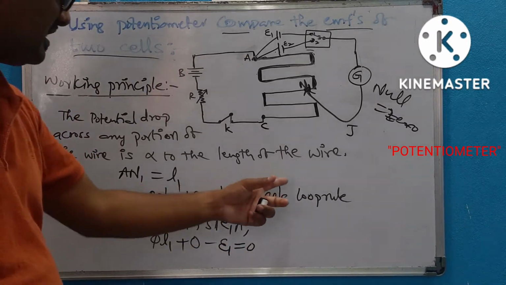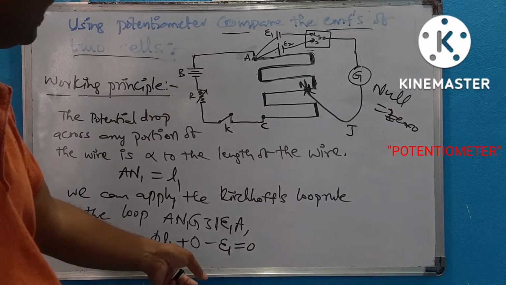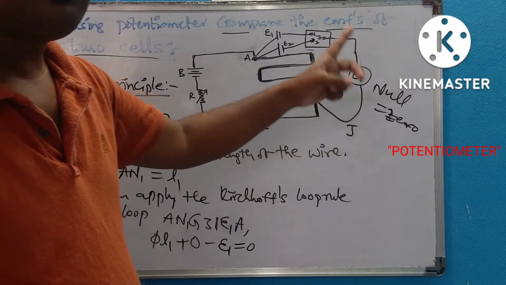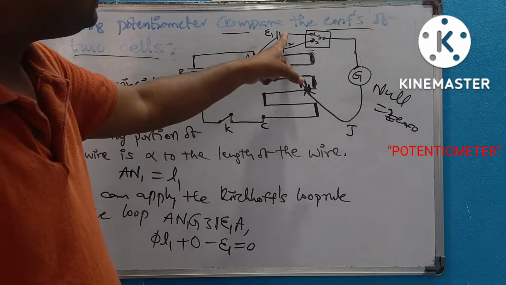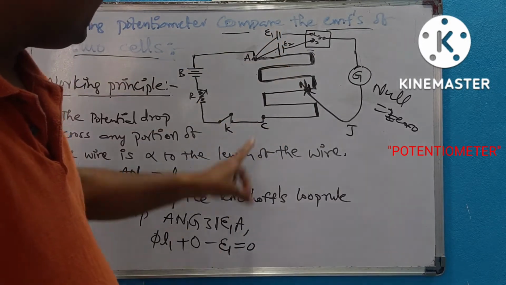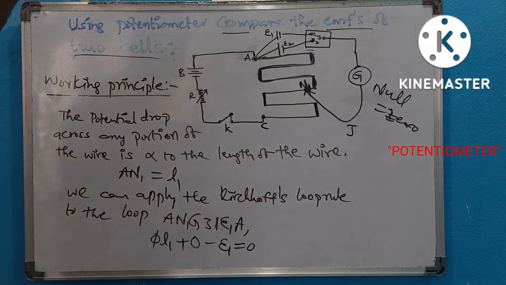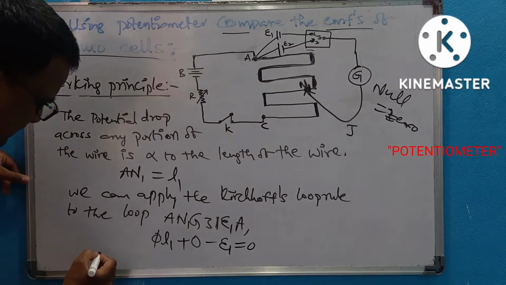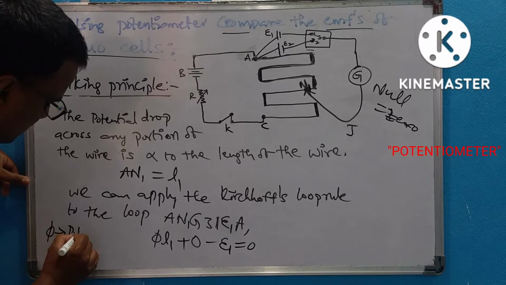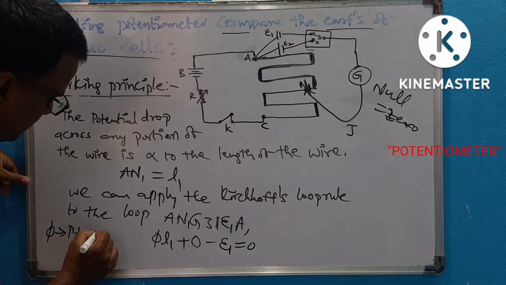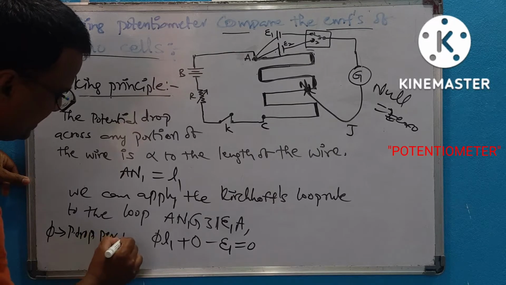So we apply the Kirchhoff rule, then we get 5L1 plus 0. Why? Because the galvanometer shows 0 reading, so we can write 0, and here we take minus E1, so it is equal to 0. Here, what is phi? Phi is called potential drop per unit length.